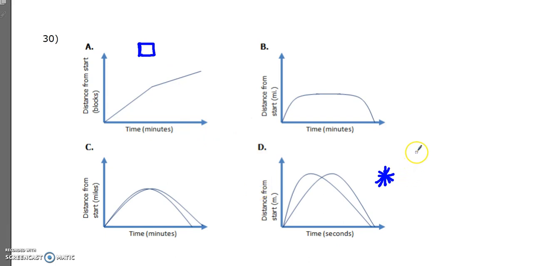Her appointment lasted for 45 minutes, and then she headed home. So that would be this one, where she went somewhere, she stayed there for a little while, and then she came back home. So this one was the third one. That was an arrow. So that leaves the last one.